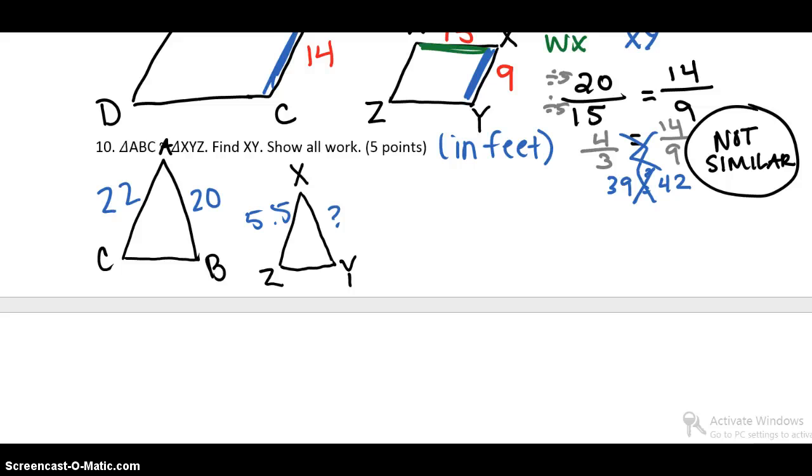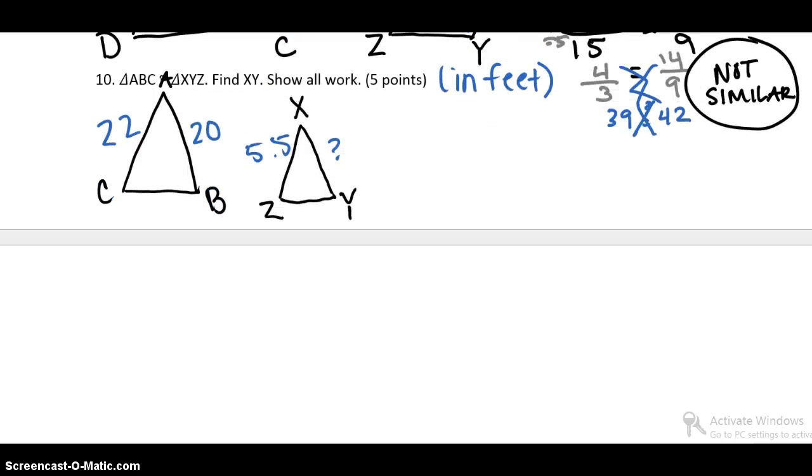Now, our last problem, I'm going to have to do this a little bit on the next page. Triangle ABC, the symbol right here means triangle. Triangle ABC is similar, that one little swirly line there, it looks like a sideways S, stands for similar, is similar to triangle XYZ. Find side XY and show all of our work.